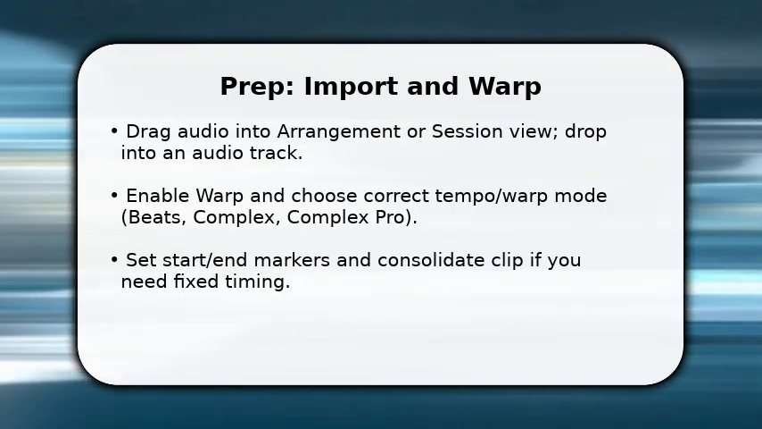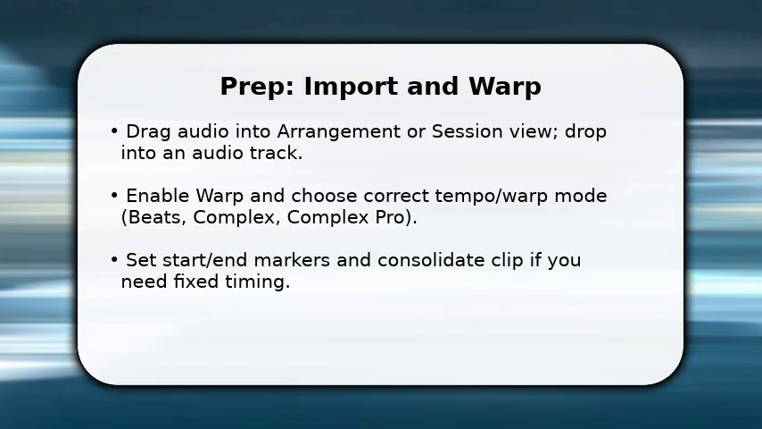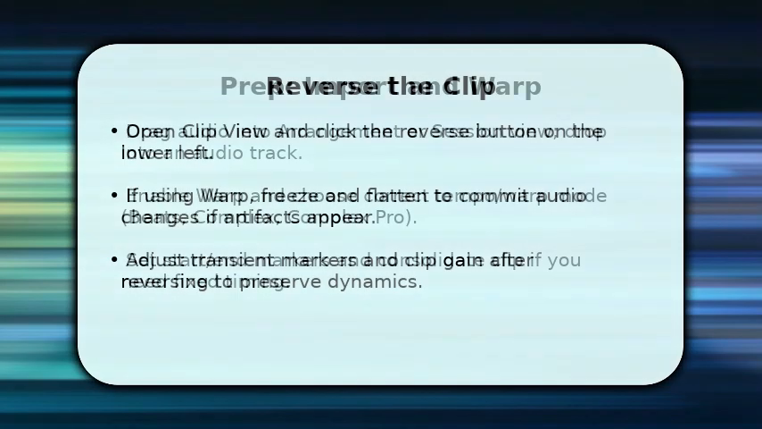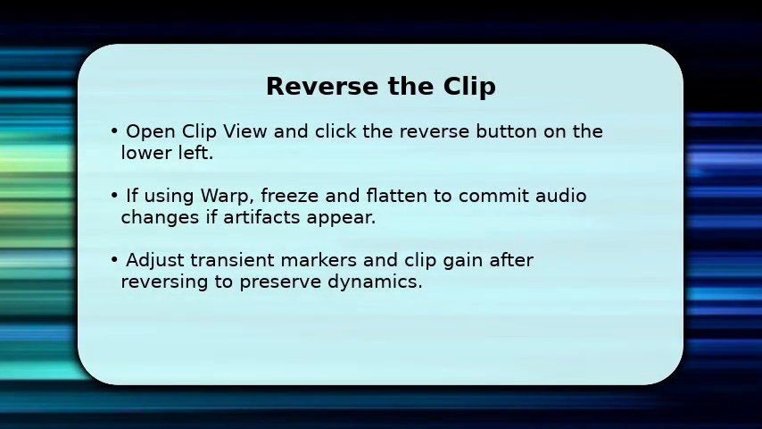Once done, consolidate the selection to create a single clip with stable timing, which prevents warping artifacts during reversal and keeps automation predictable for the next steps. With the clip selected, open Clip View and click the Reverse control. Ableton flips the sample playback instantly.